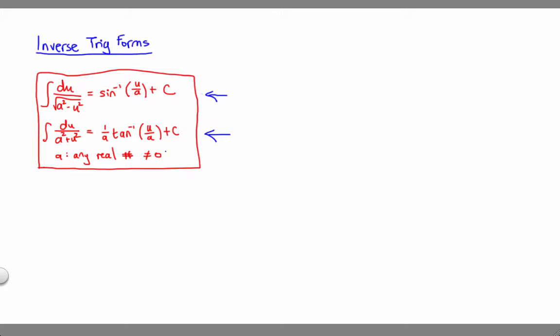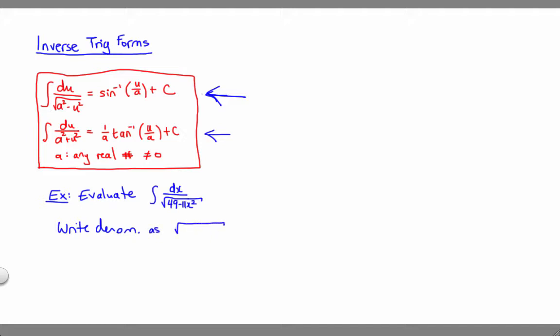So let's try a couple of examples. Here's our first example. We've got the integral of dx over square root 49 minus 11x squared. Well, we're seeing a square root in the denominator, which tells us it's going to be the top formula here. So let's see if we can write this denominator to make it look like exactly what we've got in the formula. So we'd like it to look like square root of a squared minus u squared.